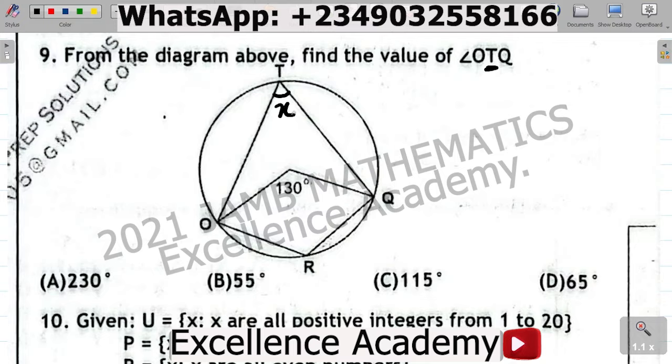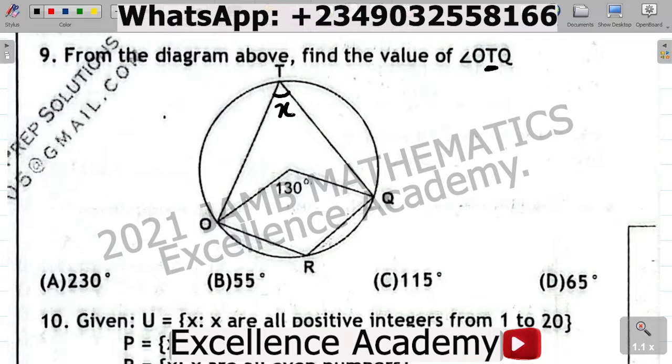So we have to find this. Let's call this x. Now, looking at this particular figure here, you can see that the angle we are asked to find, that's angle OTQ, is an inscribed angle, right? And it subtends the arc OQ. So it subtends this arc OQ. And we know from the concept of circle geometry that an inscribed angle is equal to half the measure of the arc it intercepts.